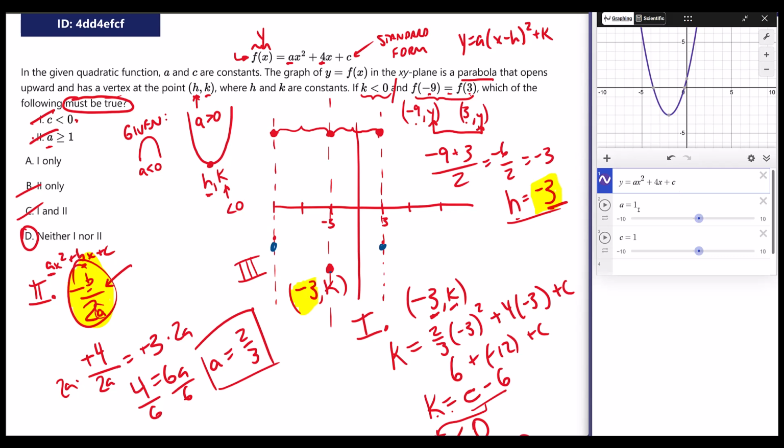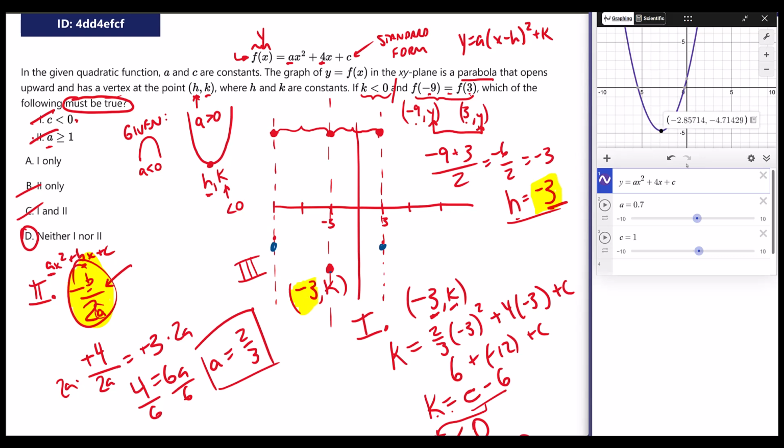I'm going to pretend that I don't know my a value, but I do know that my vertex has to be at negative 3. So what I'll do is I'll start moving that slider until I can see that, okay, I've got to move the slider. It started at 1. I right now can see that my vertex is at negative 2. I need to move my slider left to get closer to putting the vertex on a negative 3. And it looks like it comes really close right there.